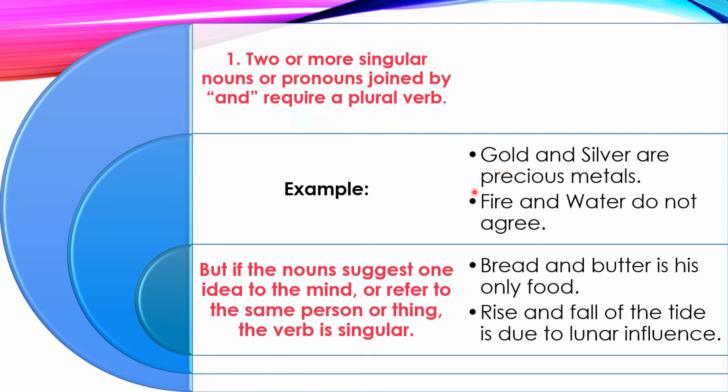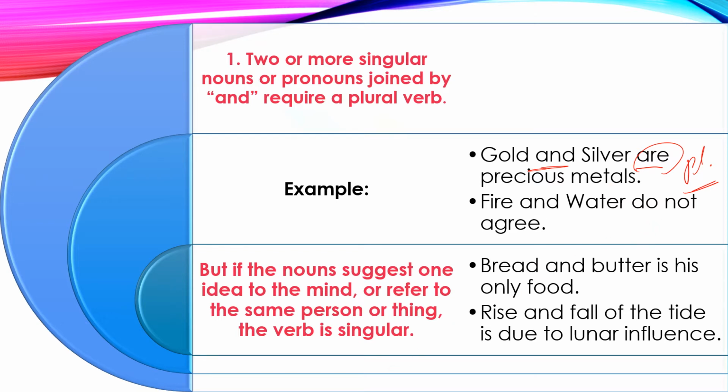Gold and silver are precious metals. As you can see here, gold and silver are two different nouns, and they are joined by and. So by the rule, we will have to use the plural verb form. That's why I used are here, that is plural. Okay, so this is the plural auxiliary form. Similarly, we have another example. Fire and water do not agree. Fire and water are two different nouns joined by and. That's why we used the plural verb form do. Okay, do is plural actually.